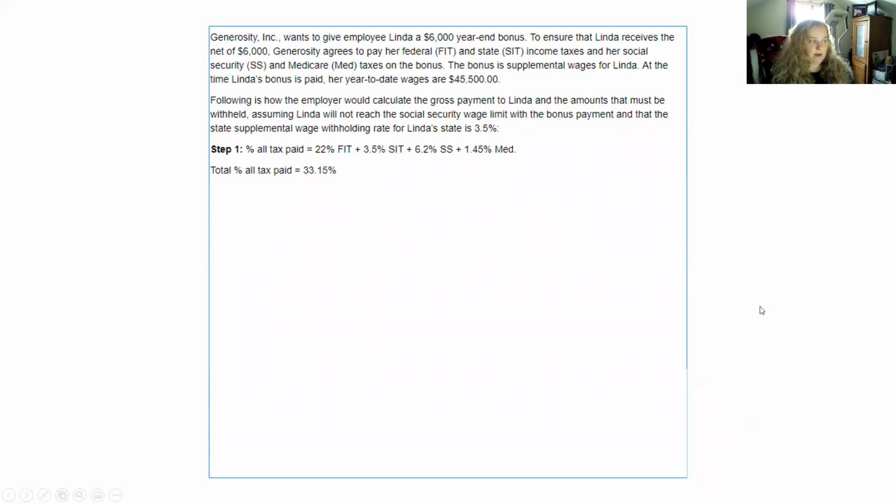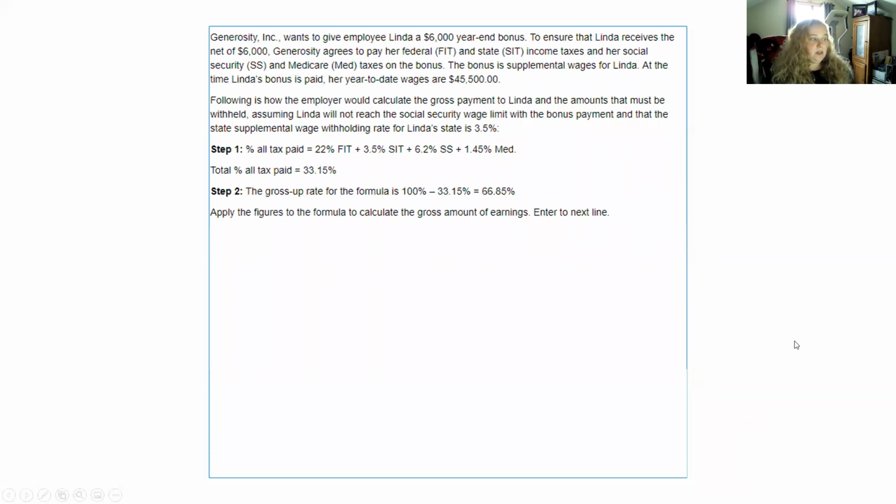So step one, we're going to find the percent of all tax paid. We're going to use 22% for federal withholding, 3.5% for state withholding, 6.2% for Social Security, and 1.45% for Medicare. If we add all of those percents up, we get 33.15%. Step two is we're going to take that percent, we're going to subtract from 100. So 100 minus 33.15 is 66.85.